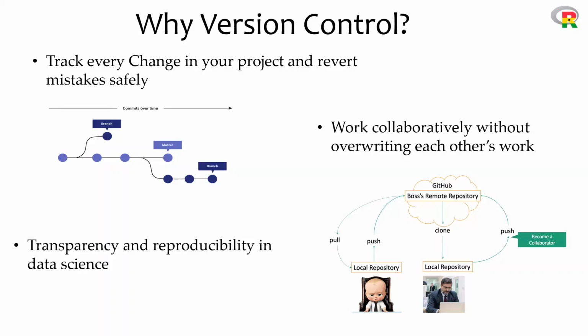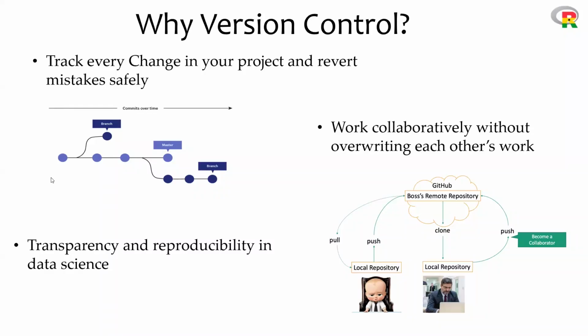When you have Git and GitHub, there's something we call version control. Version control simply means every step in your project is recorded, right? So it's like a timestamp. You have a timeline and then you have timestamps, and at every particular timestamp it's like there's a snapshot of your project. You decide where you want to put those snapshots and the timestamps, so you are able to track changes in your project and revert mistakes safely.